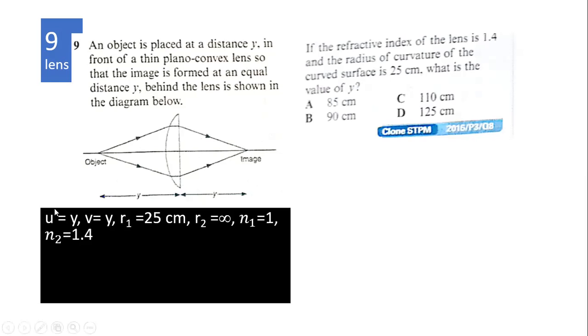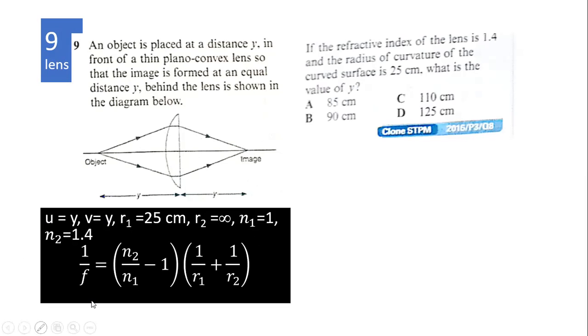Right now, object distance is u, image distance is v. Object distance u is y. Image distance is also y. Your R1, right? R1 is for this part there, 25 cm. This is flat. Flat means infinity. The curvature is infinity. N1 is air. Outside air is 1. N2 is for the glass. Use the lens formula. Put your value inside.